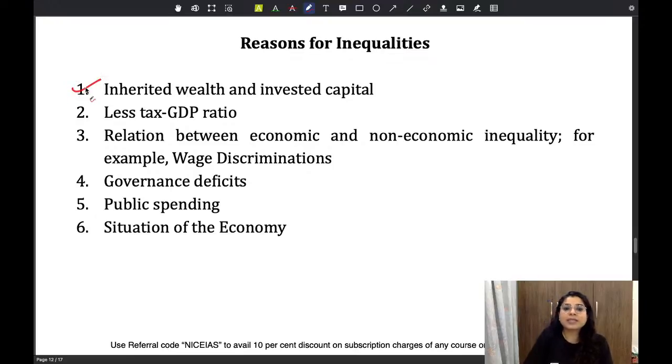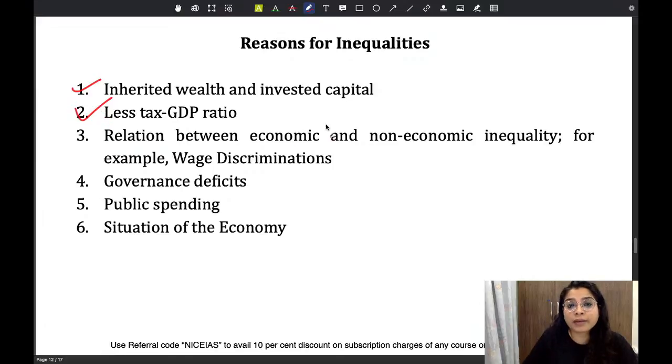The first point is inherited wealth and invested capital. I told you just a while ago that Thomas Piketty has argued that since India has a zero wealth tax, it is a major reason that India's wealth is unequally distributed, and this unequal distribution is not being taxed. It is not reaching the government, and then the government could use it for the betterment of the people. So one of the solutions that Thomas Piketty gives is that we should start taxing our wealth. Then let's look at the tax to GDP ratio.